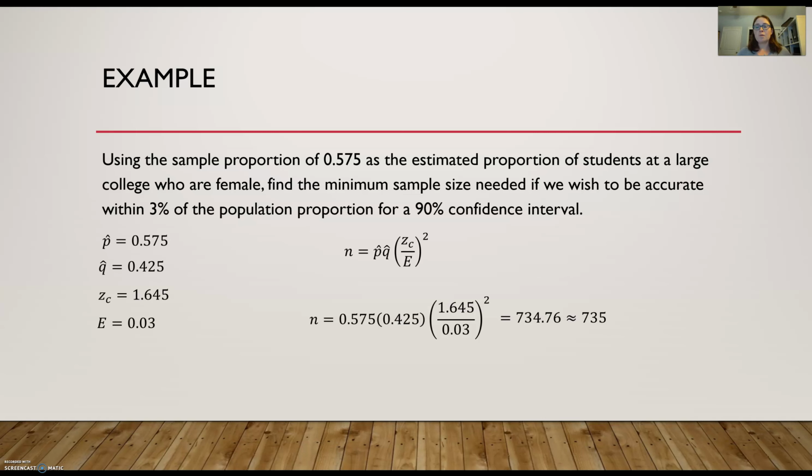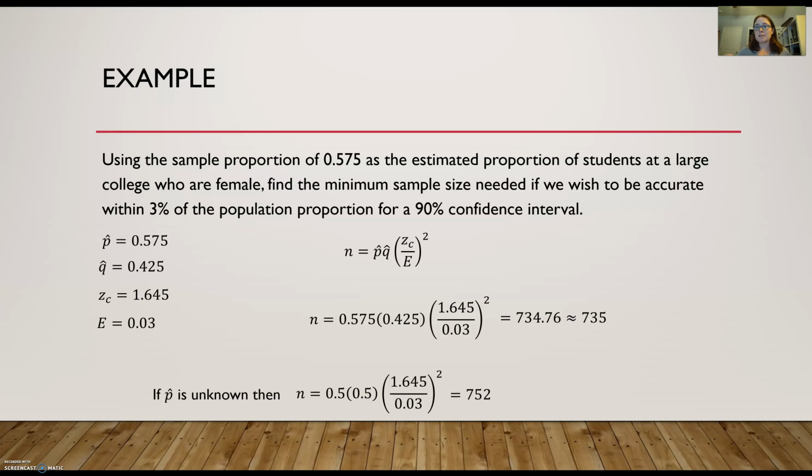734.76. Now we're looking for the minimum sample size, and so we're always going to go on the safe side and round up. So even if this had been 734.1, I still would have rounded up to 735. And then one last note, if I hadn't had that P hat given to me, then I would use 0.5 for P hat and Q hat and plug everything else in exactly the same. And you can see I get a slightly higher value in this case.